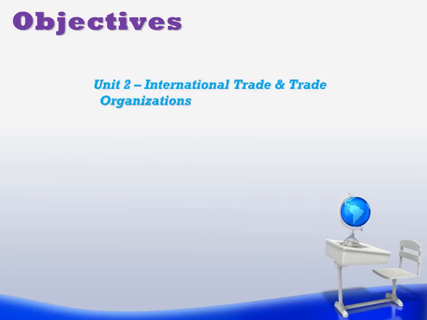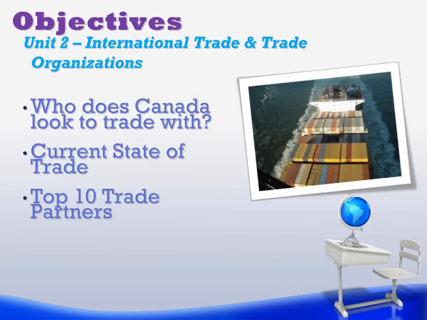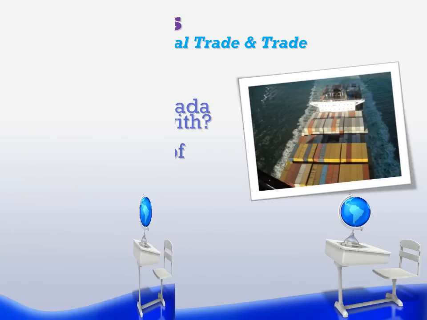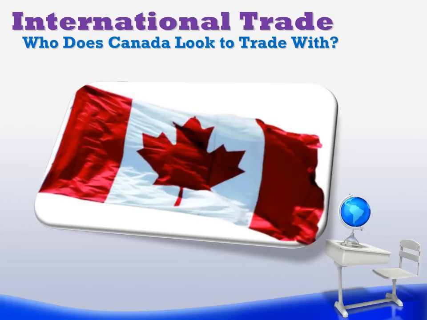Alright, so what are we going to cover today? Well, we're going to identify those objectives of who does Canada look to trade with, the current state of Canada's trade, and the top 10 trading partners for Canada. So the first question really is, who does Canada look to trade with? Who is Canada looking for to achieve some sort of trade relationship with? The question is a very complex question that has a number of answers.